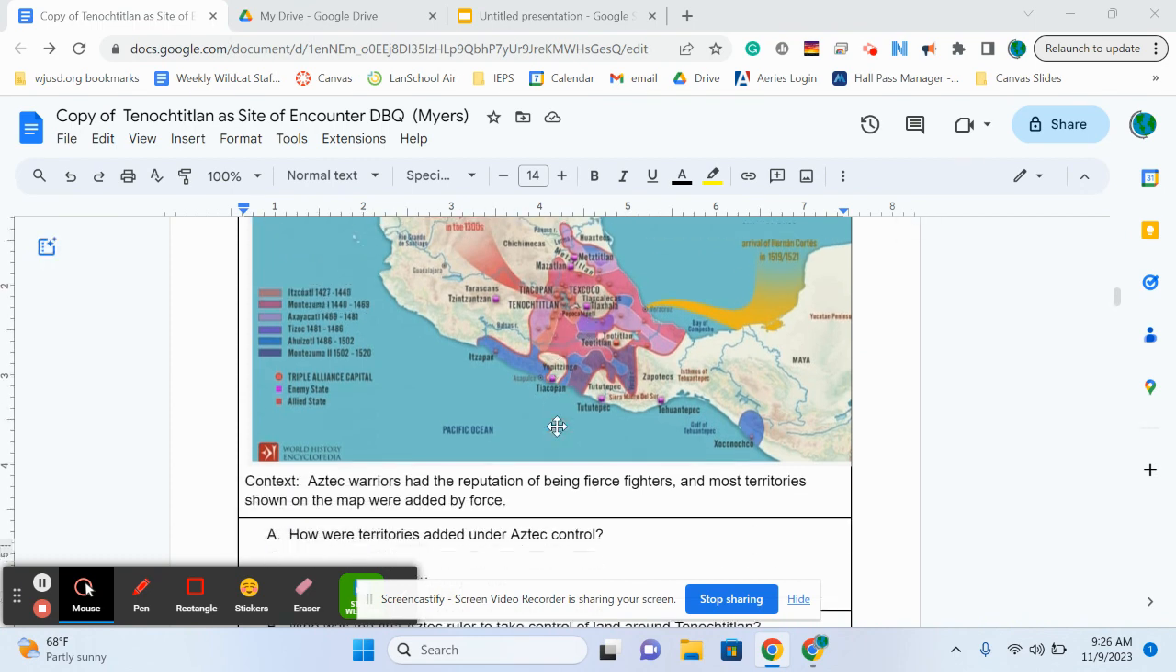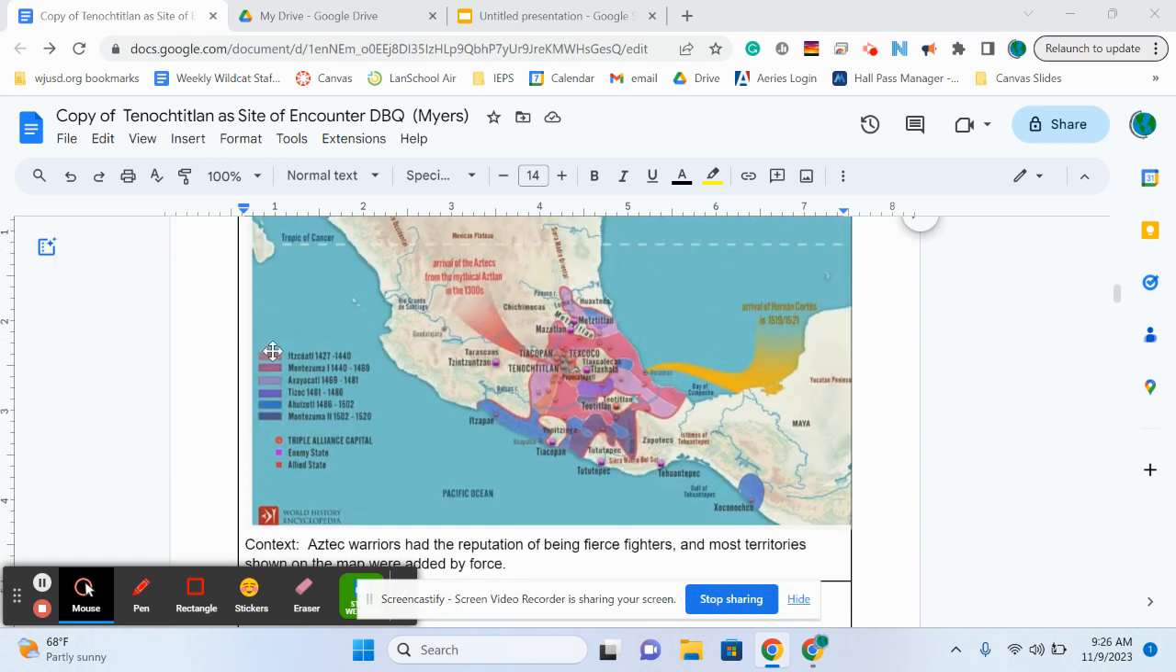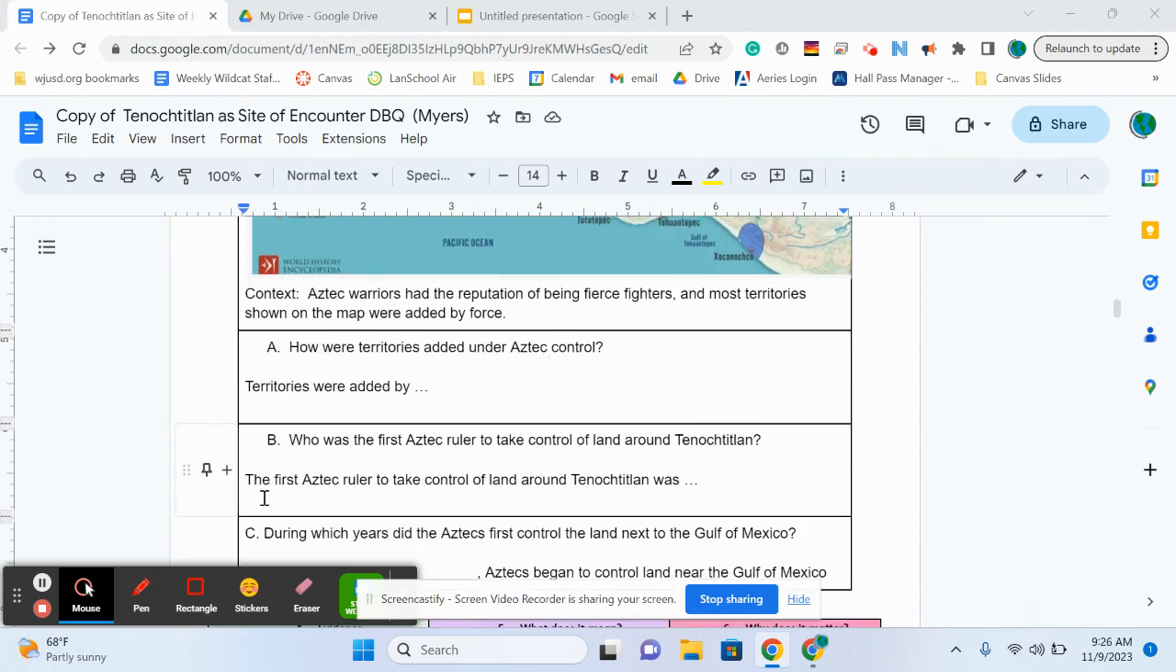But if we look, our question asks for the first Aztec ruler. So if we come over here and we look at, okay, who's the first and is their color there? You can see Itzcoatl was the first in 1427. And he's got this orangey color, which is this orangey color right here next to the city. So that is going to be our answer there. Let's go ahead and answer that question. The first Aztec ruler to take control of the land around Tenochtitlan was.